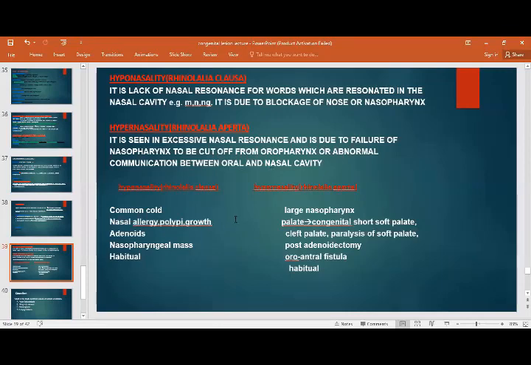What are the causes? Hyponasality we will see in patients who have rhinitis, common cold, nasal allergy, adenoids. While in the case of hypernasality, it is a large nasopharynx, cleft palate, paralysis of the soft palate, oroantral fistula. Sometimes it is habitual in some patients. So this is about today's lecture. Now we will go through a few questions.